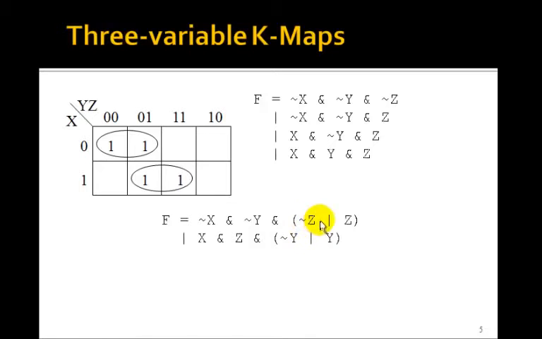But again, what's not z or z? Equal to 1. And not y or y is equal to 1, ANDed with x and z leaves x and z. So you see how the not z or z, that is this 0 and 1, makes the z go away. This not y or y makes the y go away, and you're just left with x and z.